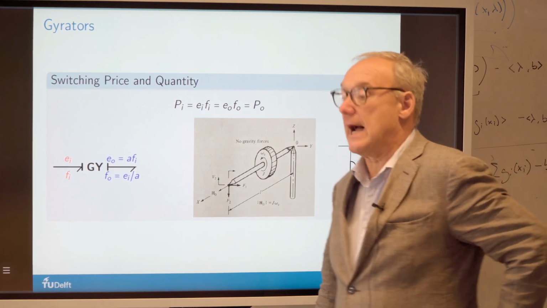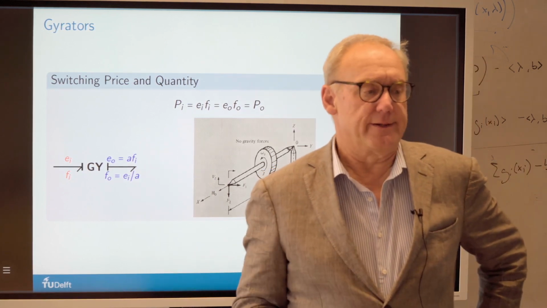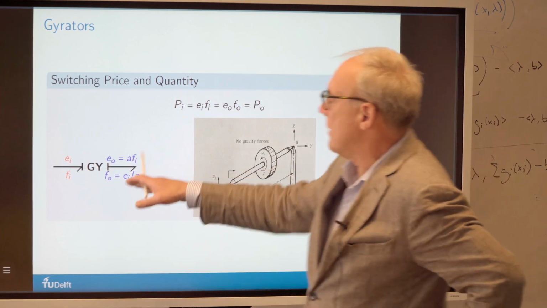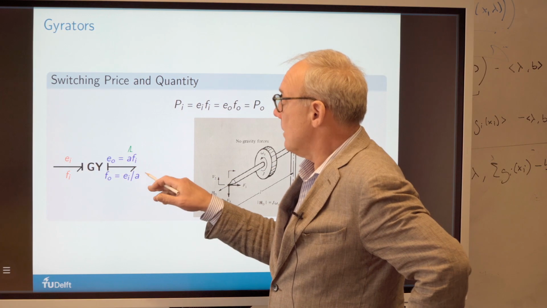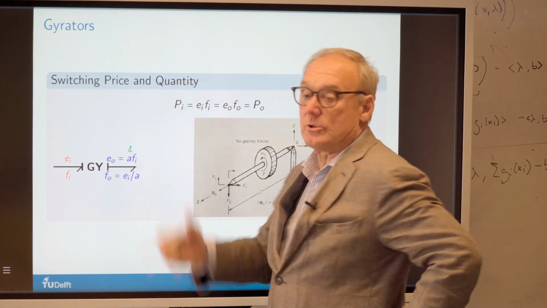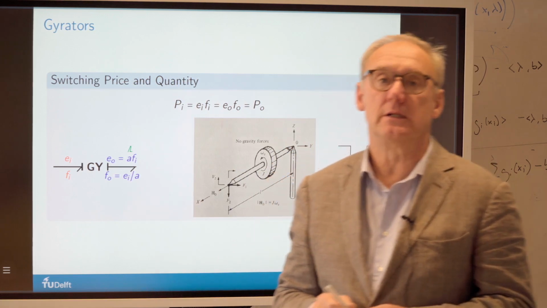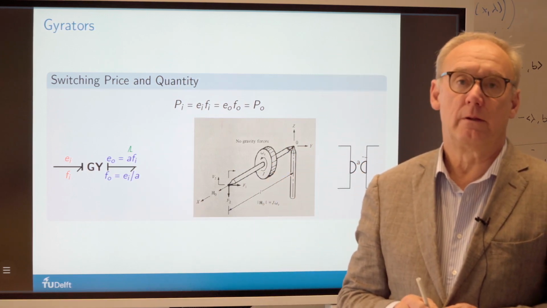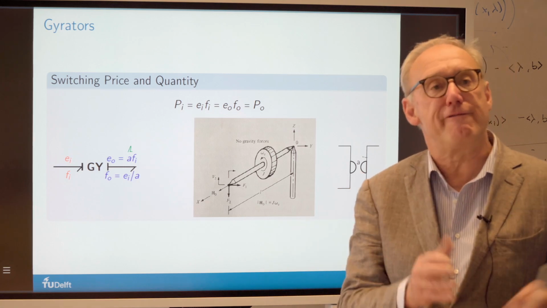And this is what happens. For whatever reason, people want to see it another way around. You just put this gyrator in. You can even give it a ratio of 1, and all you do is switch the roles of price and quantity. So it's good to keep in mind that you can just do that in order to make it fit the reality.